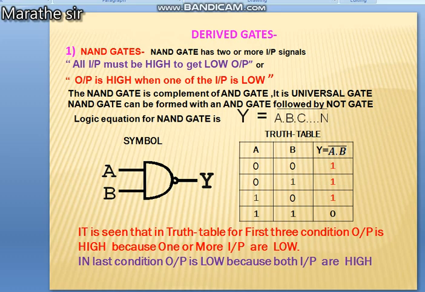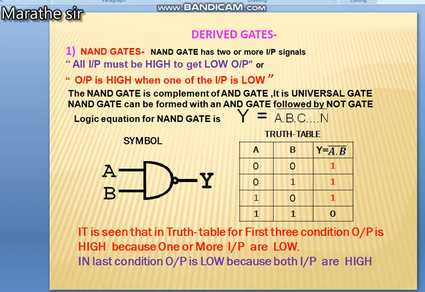Now here, by using basic gates, by the combination of basic gates, we can derive other gates. There are four types of derived gates: NAND gate, NOR gate, XOR gate, and XNOR gate. Out of these four, we are starting first with the NAND gate.